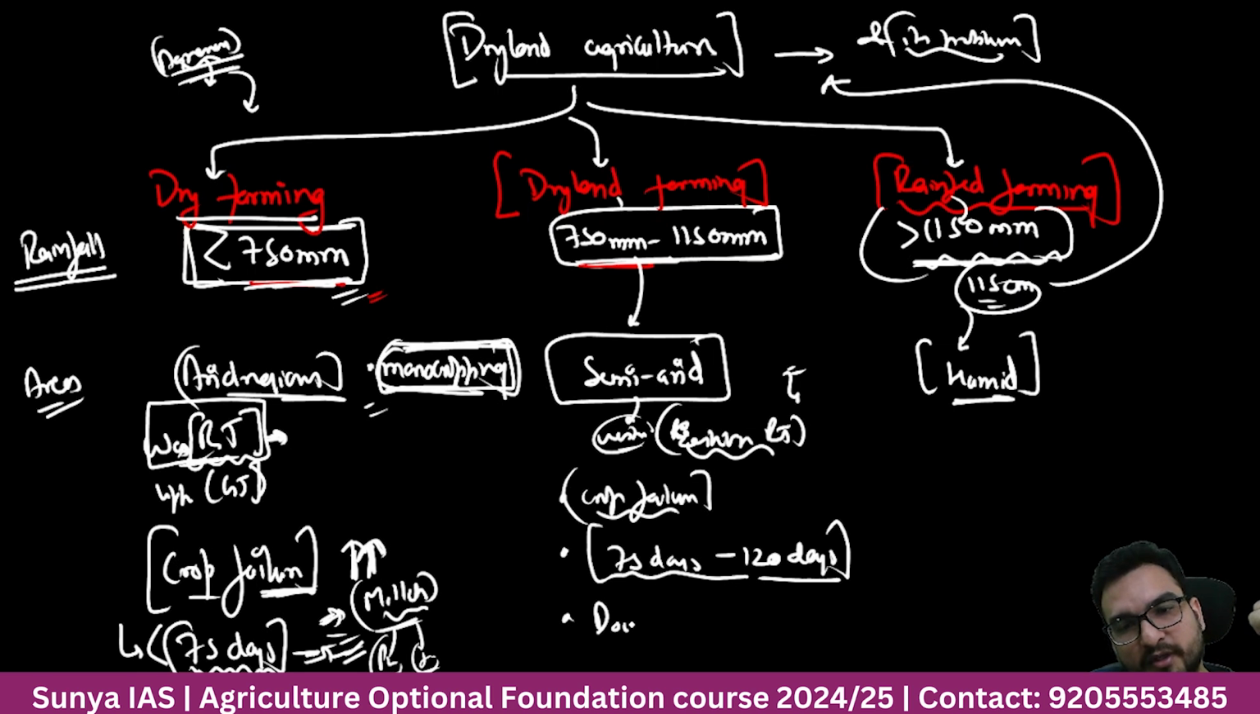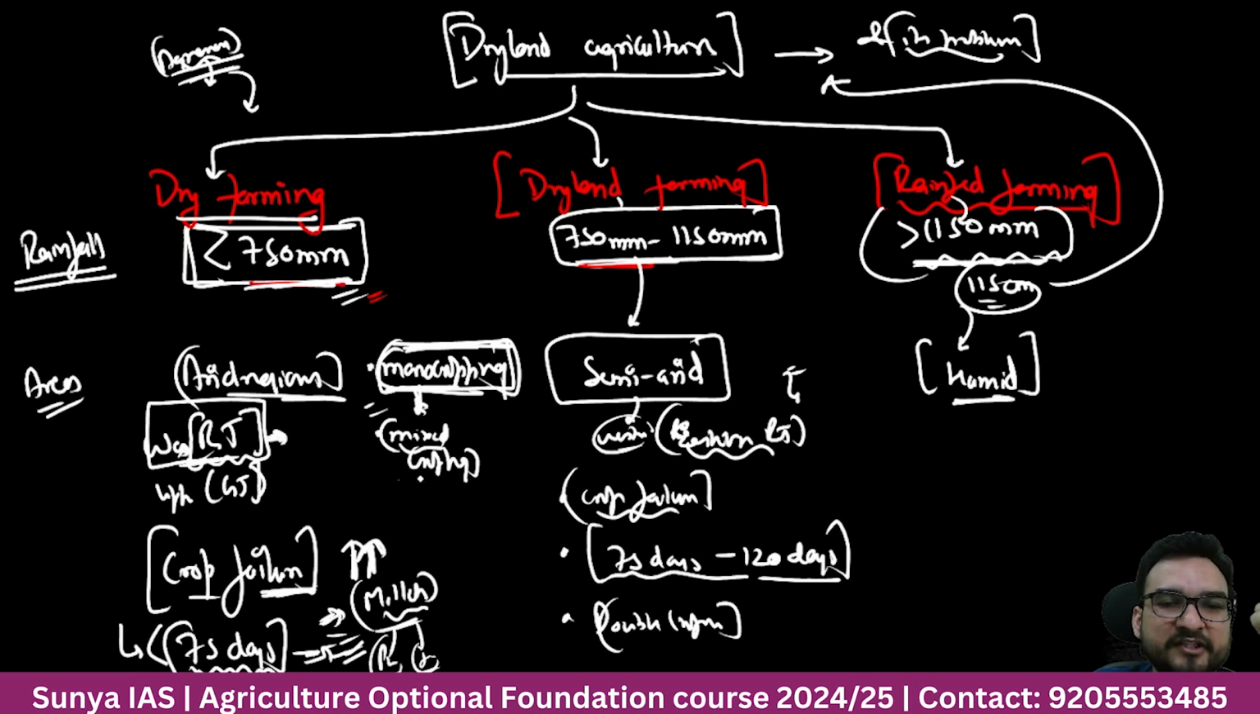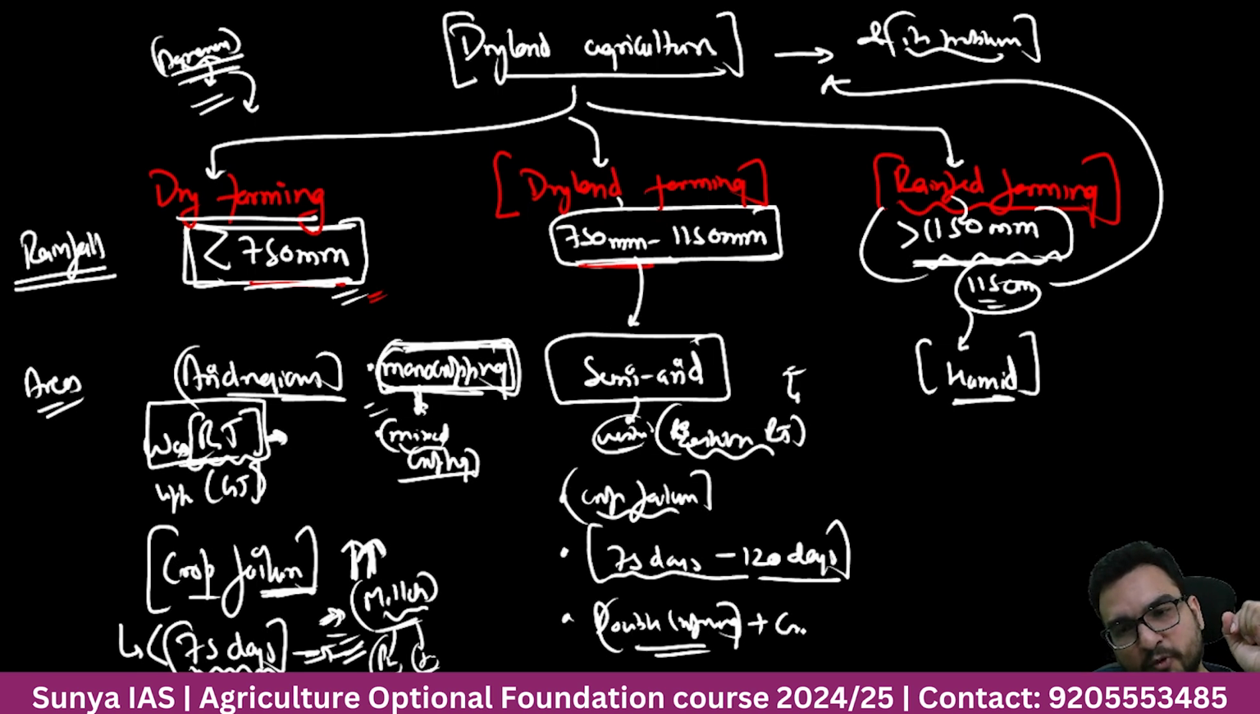Here double cropping happens. Also, monocropping plus mixed cropping also happens over here. Now, the clear difference between mixed cropping, mixed agriculture and monocropping, I have told you in the agronomy session, and I hope you are clear about this. Double cropping happens over here. Crop rotation we can also do. In rain-fed farming, there is very little chance of crop failure. So crop failure is next to negligible.